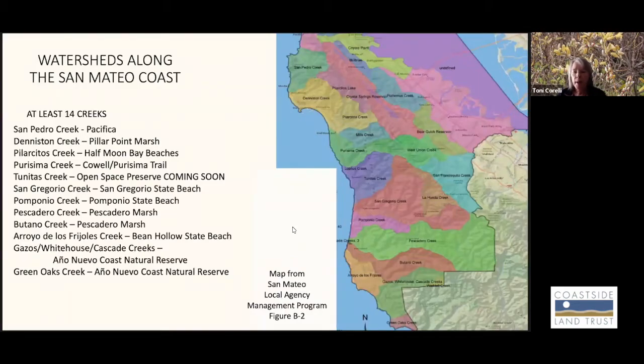The map on the right shows our 13 watersheds along the San Mateo Coast. These watersheds have over 14 creeks and streams that flow to the ocean here. A watershed is defined as a land area that channels rainfall and snowmelt to creeks, streams, and rivers, and eventually to outflow points such as reservoirs, bays, and the ocean. If you are standing or sitting, wherever you are, you are in a watershed.